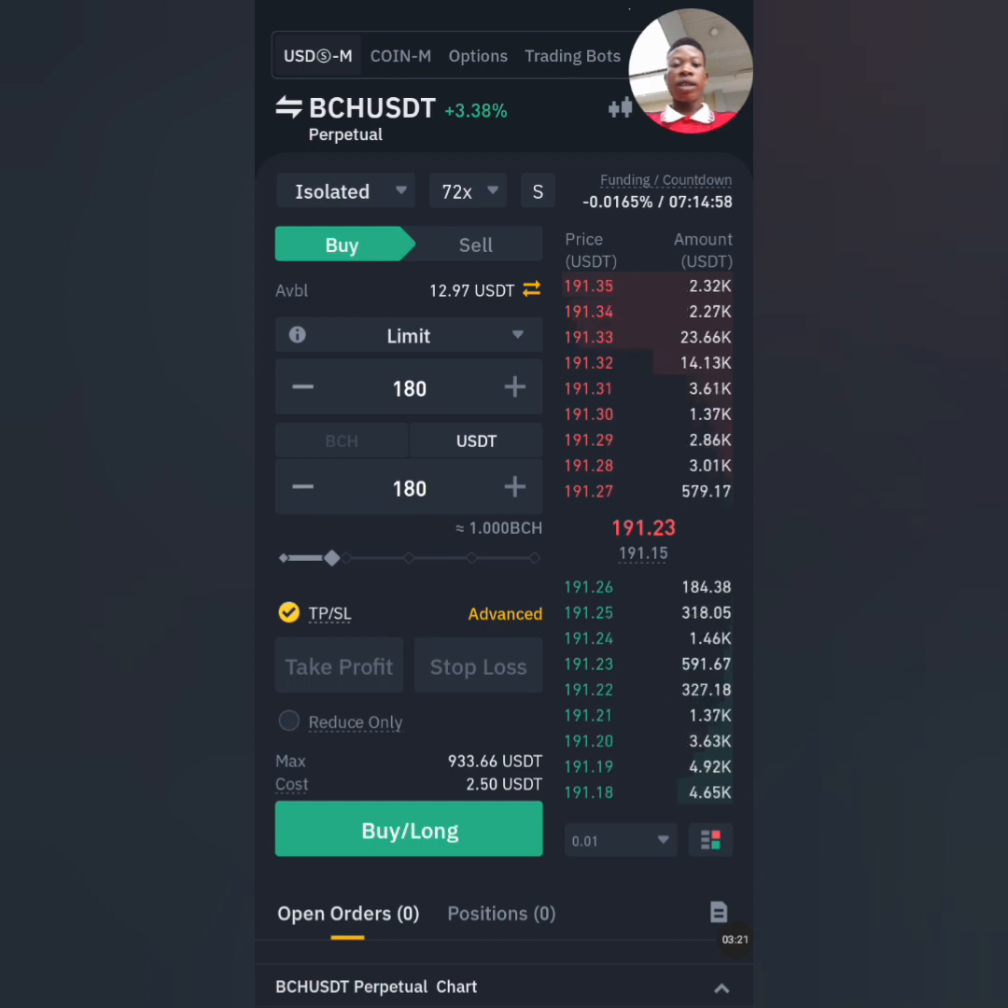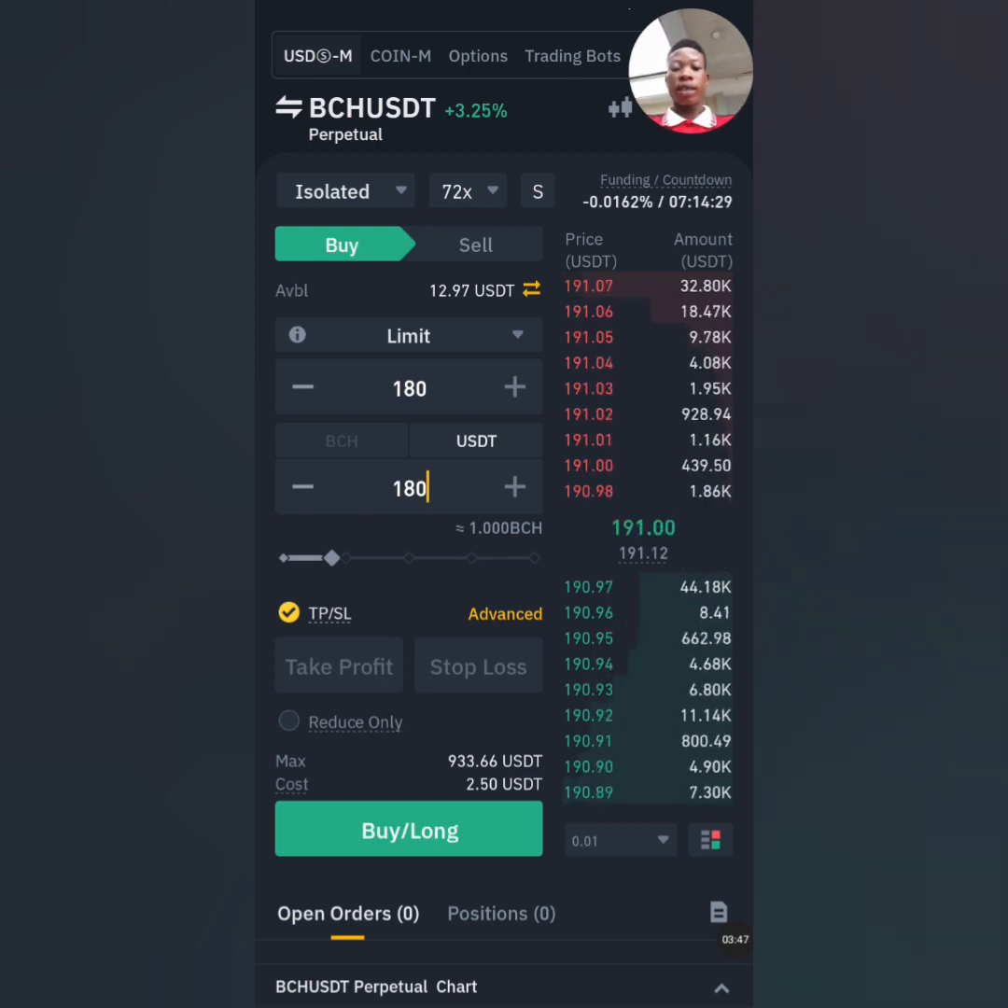So what does this mean? This means that if Bitcoin Cash should reduce, let's call it you pick a trade at 180 USDT. When Bitcoin Cash gets to 180 USDT, you pick a trade. Then if from 180 here, Bitcoin Cash goes past 177.50, your position is liquidated. What do I mean by liquidation?